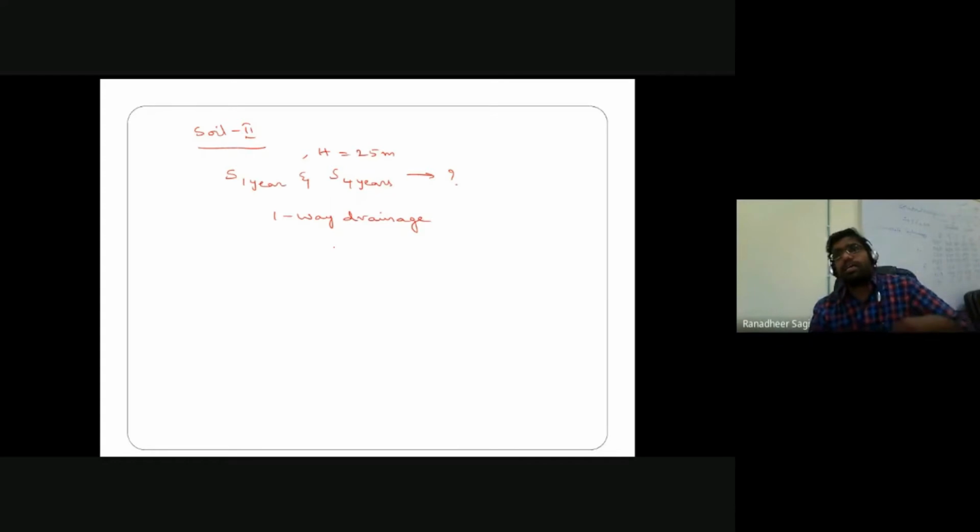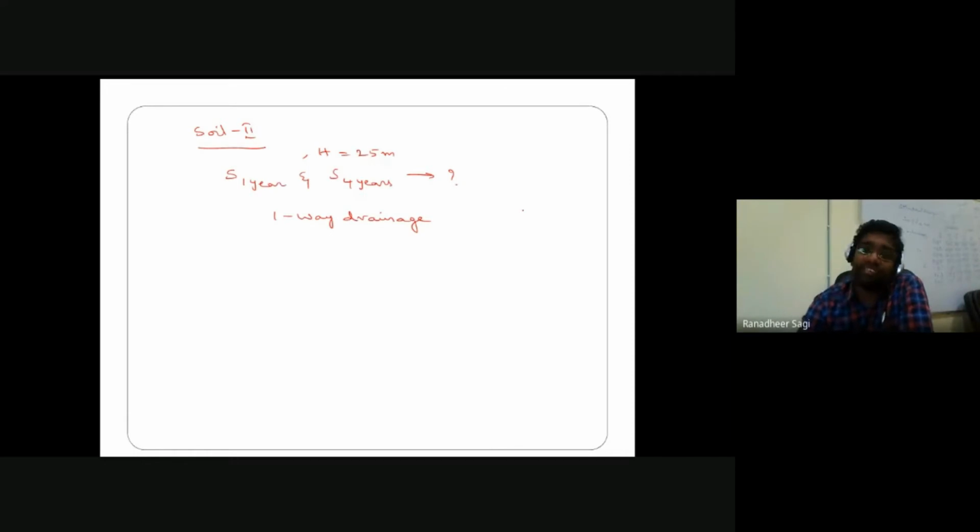We'll understand by what all possible ways I can try to solve this. I'll start writing: CV I know, time T I know, and the thickness H of the clay layer I know, because the HDR value in the case of one-way drainage is equal to the height of the clay layer. So CV is known, time is known, HDR value is known, from which I get the time factor value. For that corresponding time factor value, how much is the degree of consolidation in that particular soil? Can we try to find out? Yes, we can find out.